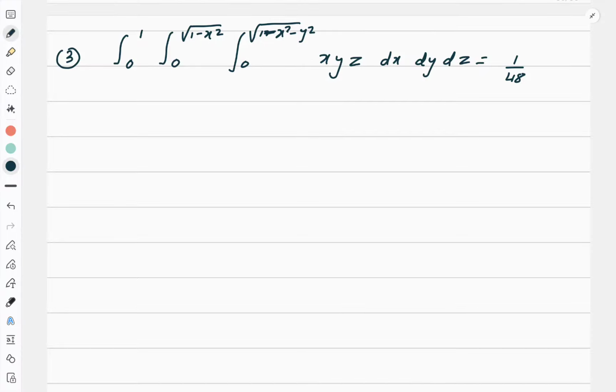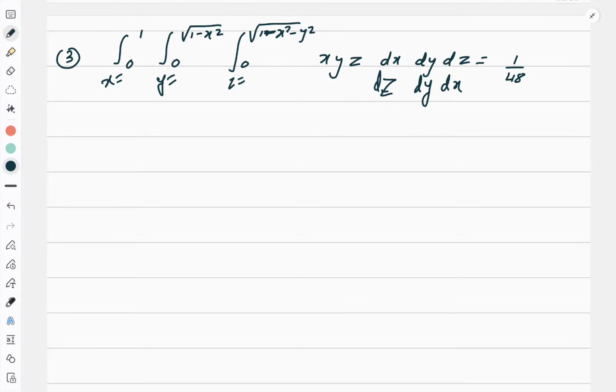Again, using the same concept, since x and y are in the limit, it is the limit of z, and then I have here x in the limit, so this will become the limit of y, and the leftover will become the limit of x. So first I need to integrate with respect to z, then I need to integrate with respect to y, and then I need to integrate with respect to x. So this will be the order I will be following while integrating, right?